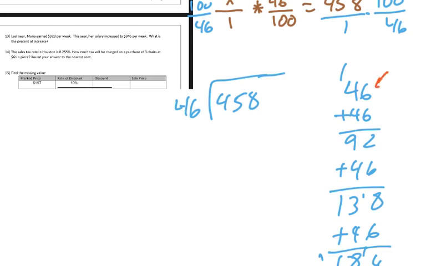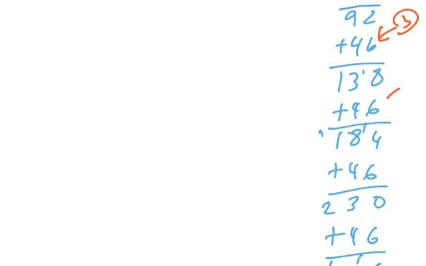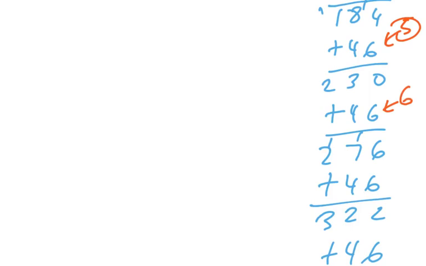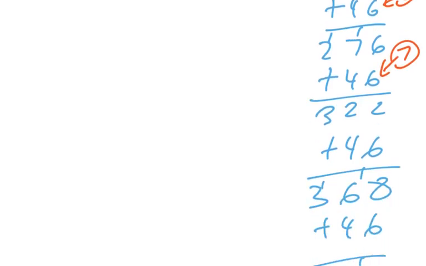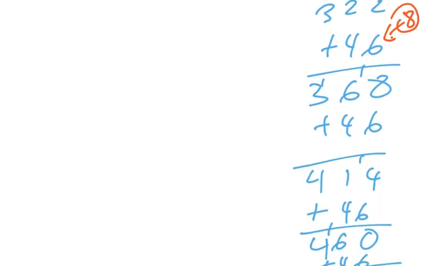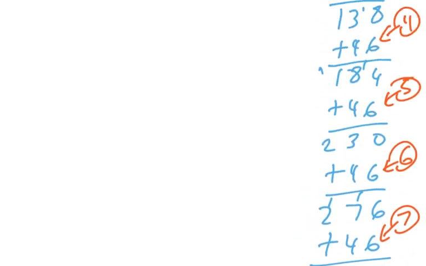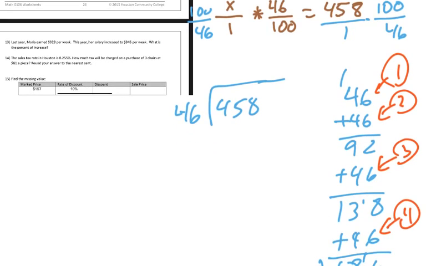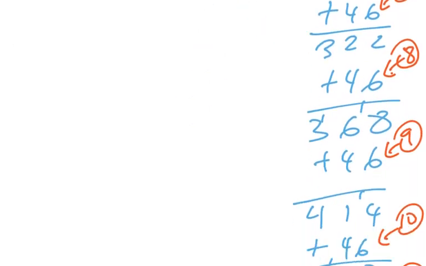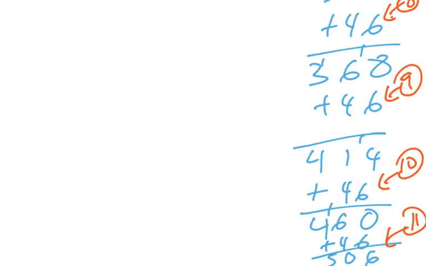So we have 1. This is 2. This is 3. This is 4. This is 5. This is 6. This is 7. This is 8. This is 9. This is 10, and this would be 11. Okay, that kind of makes sense, right? 460 would be too much, so this is 9. 9 times 46 is 415.